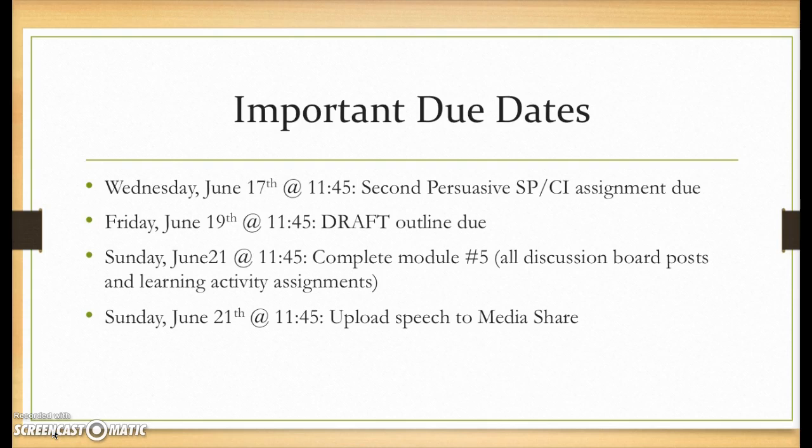All discussion board posts and learning activity assignments that relate to the Learning Unit chapter should be uploaded to Blackboard. Also by Sunday, June 21st, the second persuasive speech needs to be uploaded to MediaShare.